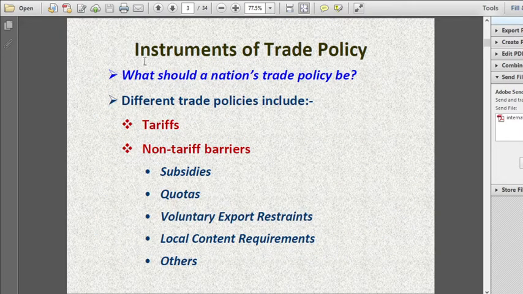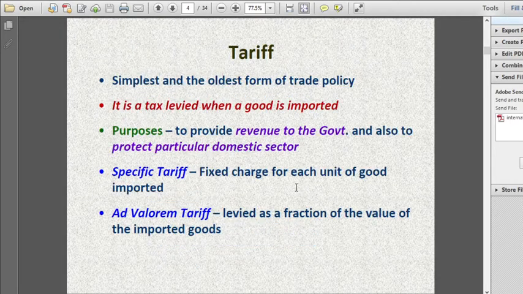So what are the following instruments of trade policy? So first, we have the tariff and the non-tariff barriers. So the non-tariff barriers are inclusive of subsidies, quota, voluntary export restraints, local content requirements, and the others. So later, pag-aaralan natin sila lahat, pati meaning nila.